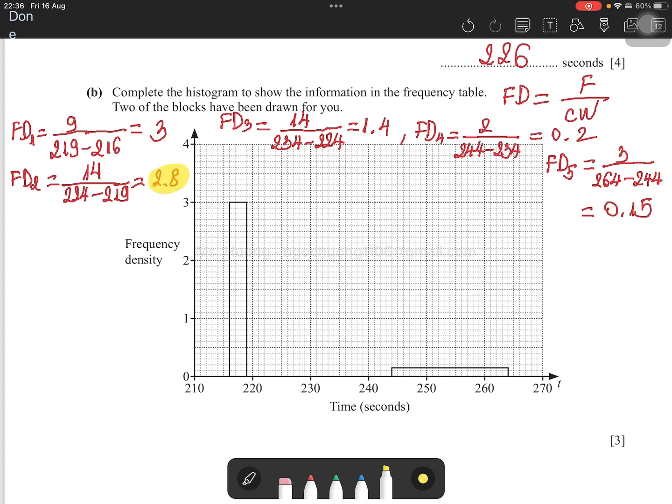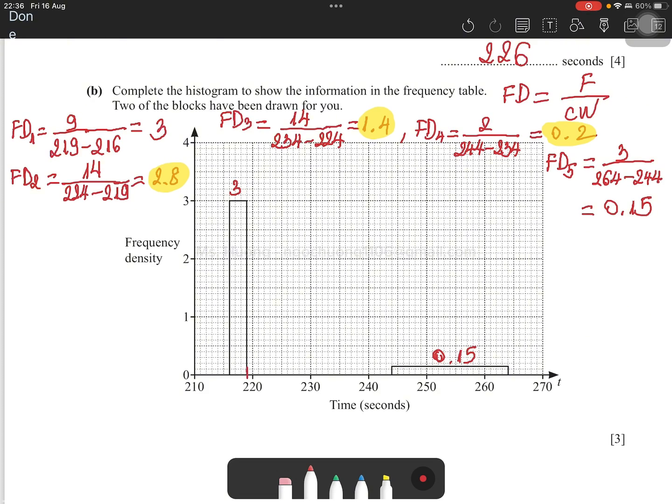So now we need to draw the second block, the third block, and the fourth block. This one is 3, this is 0.15. They have been drawn. So now we draw the second block from 219, here it is, to 224, this one. And the height of the block is 2.8, this one.